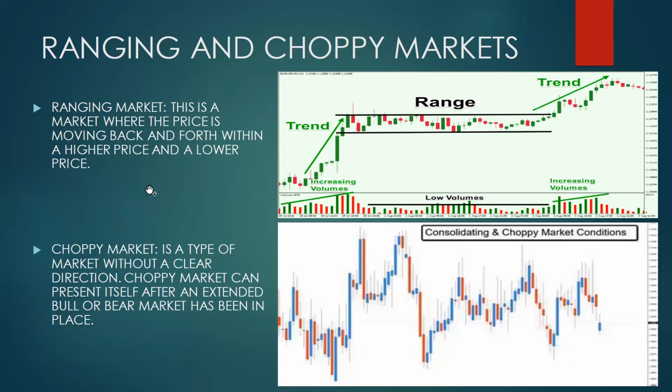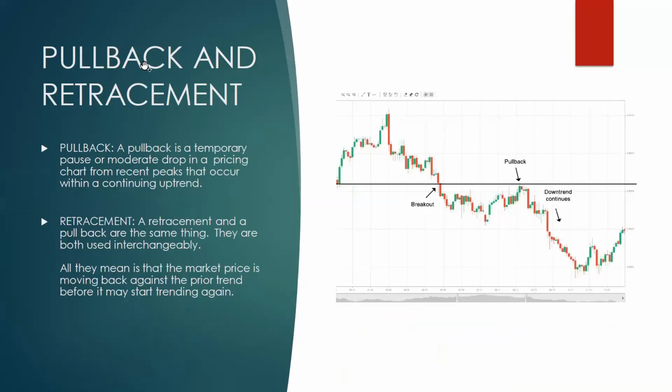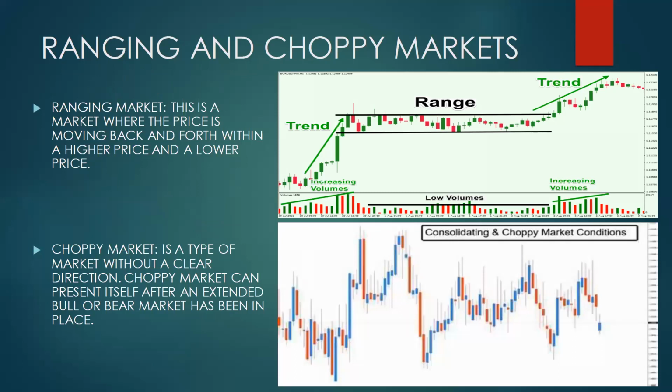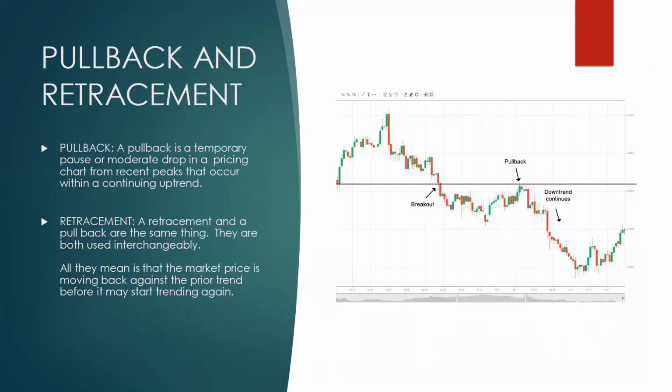So let me continue on the types of market structures that we have. We've discussed trending markets, uptrending and downtrending. We talked about ranging markets and choppy markets. Now I want to talk about pullback and retracement. A pullback is a temporary pause or moderate drop in a price chart from recent peaks that occurs within a continuing trend.